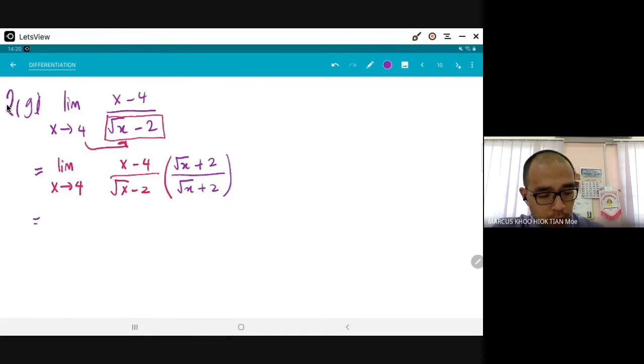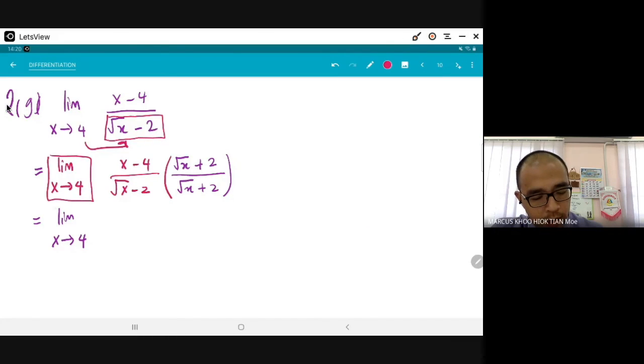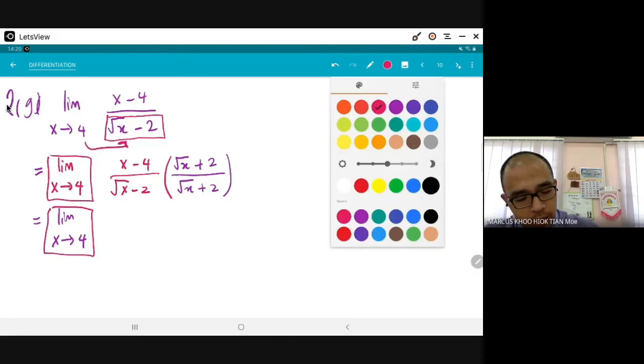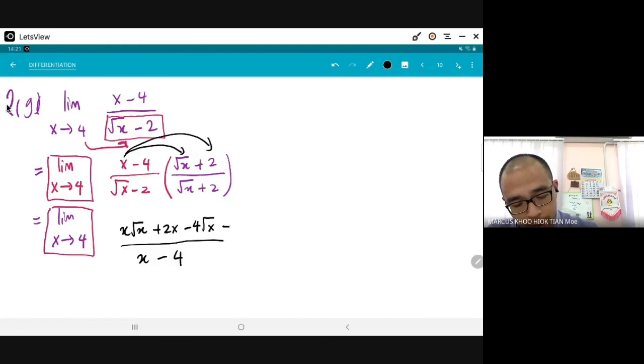Now, notice that as long as I have not substituted the value of x, I keep writing this limit. Only when I substitute, I will drop it. Just notice that. Alright, so let's continue. The bottom will be easy to settle, it will become x minus 4. I don't want to waste time, this is something we covered last year. I hope that you can quickly settle this. But the top is the problem. So, x times square root of x, multiply this with this, plus 2x minus 4 square root of x, minus 8.